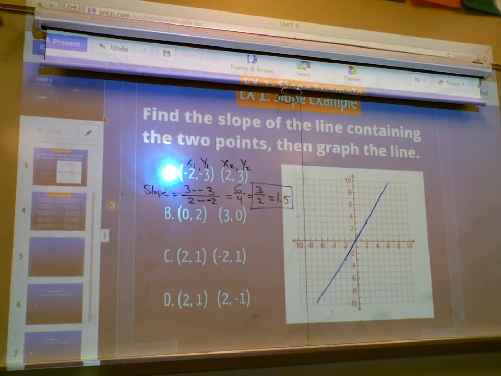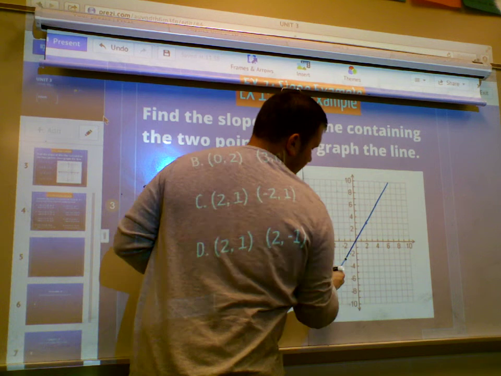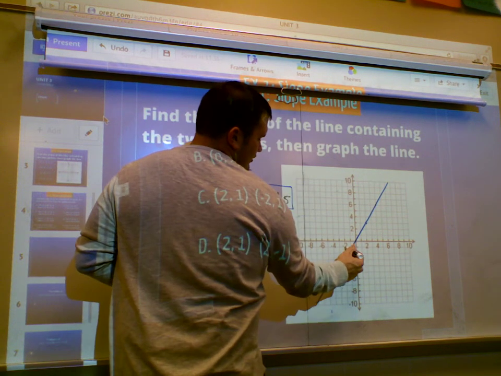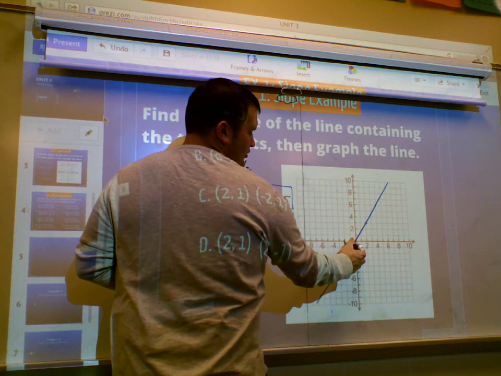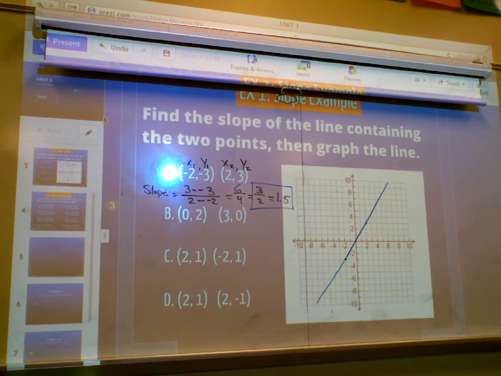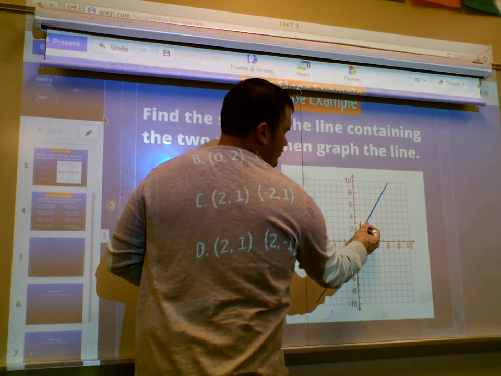Okay. Now the cool thing about slope is 3 over 2 is my rise over my run. So if I start at this point right here, right? And I go up 3, which is my rise. 1, 2, 3. And run 2. 1, 2. I'm back on my line. Right? Same thing, I go here, I go up 3. 1, 2, 3. Over 2. 1, 2. Still on my line.